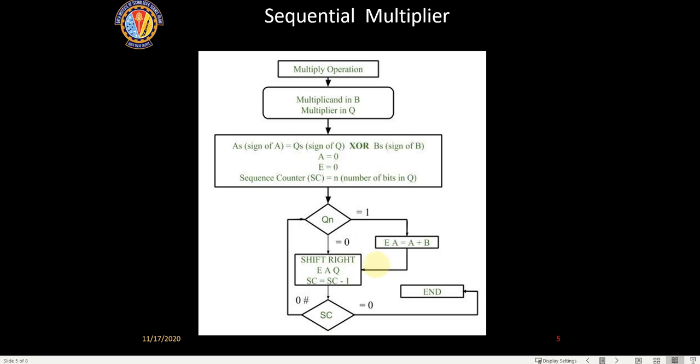Okay, so this is the flow chart. If Qn, the last bit, is 0, just shift right. If it is 1, then the accumulator becomes A plus B, the same thing, and whatever we discussed is shown in the form of a flow chart here.